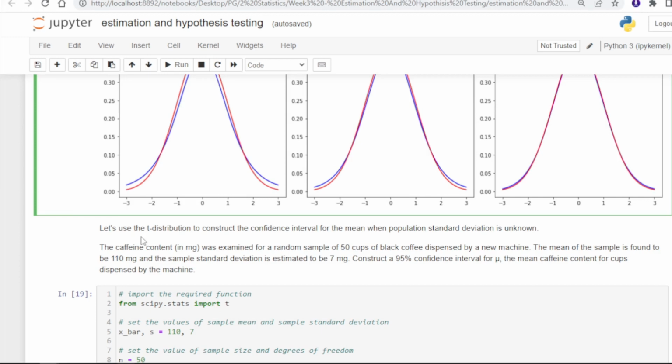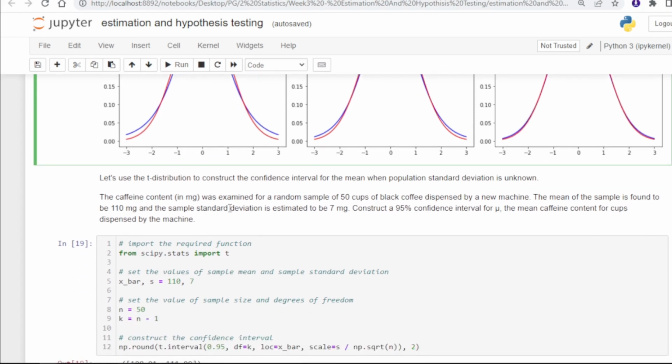So let's use the t distribution to construct the confidence interval for the mean when the population standard deviation is unknown. The caffeine content in mg was examined for a random sample of 50 cups of black coffee dispensed by a new machine.